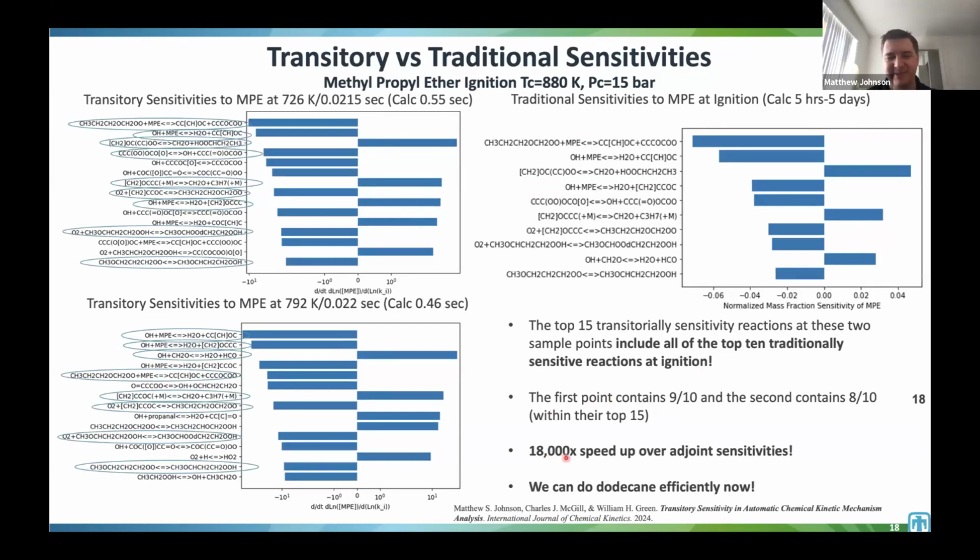One important aspect of this is that it's about 18,000 times faster than adjoint sensitivities, which makes it very easy. So instead of waiting 4 hours, or in dodecane waiting days, you can get these sensitivities in milliseconds to a minute.